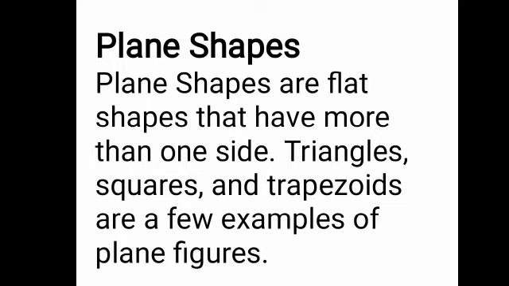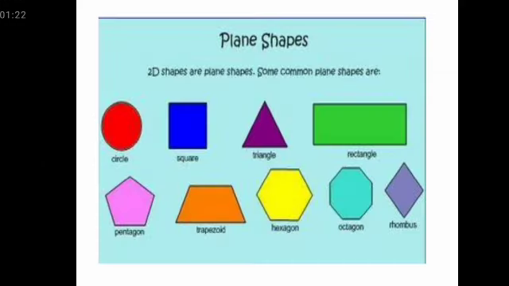Now, again, we can say plane shapes are flat shapes that have more than one side. For example, you have triangles, squares, trapezoids, and some other shapes like that. Now, here you can see diagrams of plane shapes. There's a square, a circle, a triangle, a rectangle, and then some of you are familiar with this shape already. In the course of our study on plane shapes, we're going to be looking at how to find the perimeters, the properties of these shapes, their areas, and more.